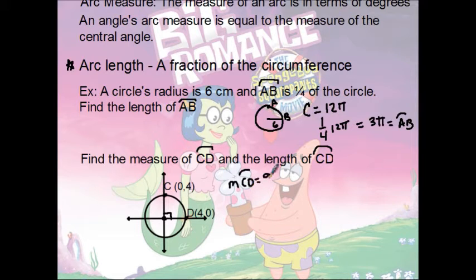Next, we have the length. So let's find the circumference around the whole circle. It's going to be the diameter, the distance all the way across, which is going to be 8 pi, but we only want CD, which is going to be 1/4 of our circle. So we're going to take our circumference times 1/4, and that gives me 2 pi as the length of arc CD.